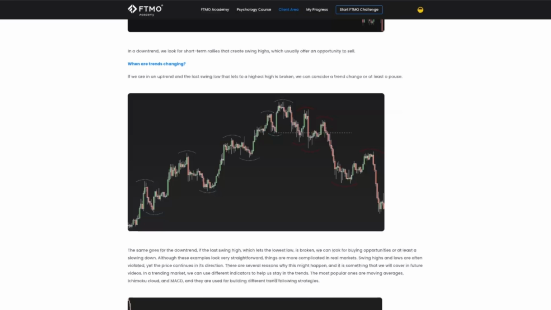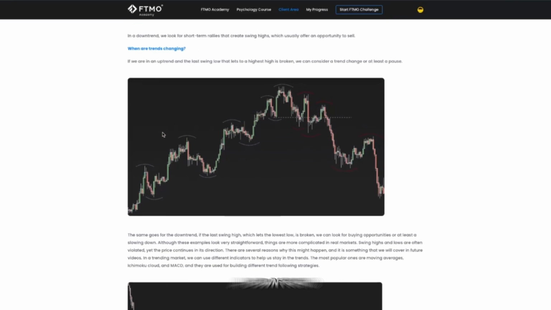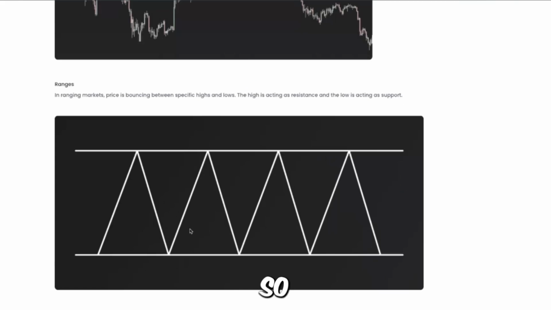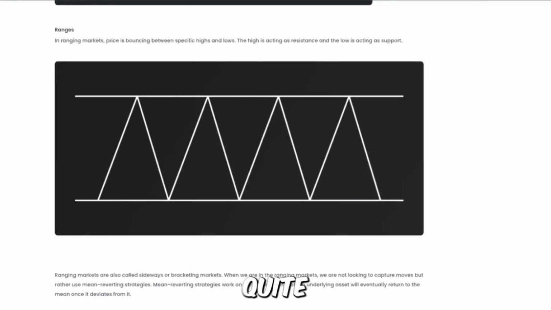We look for swing highs during short-term rallies as potential selling points. So we can see an uptrend here, and then a downtrend here, perfectly demonstrated on the chart. It might be obvious to some people, but there are some people it might not be. So then let's talk about ranges, because that's quite an important part of this.